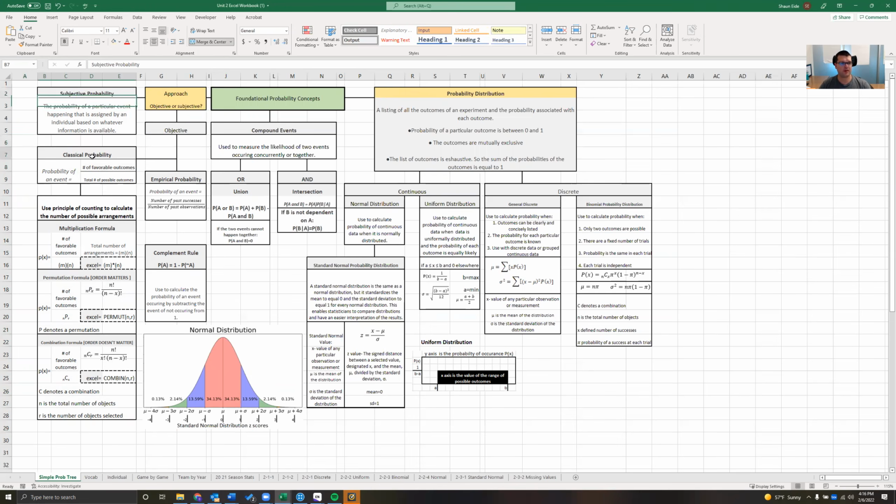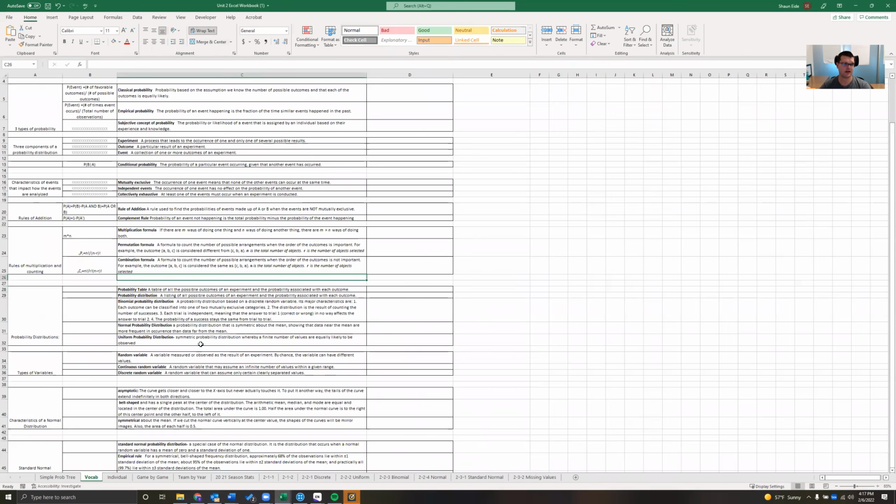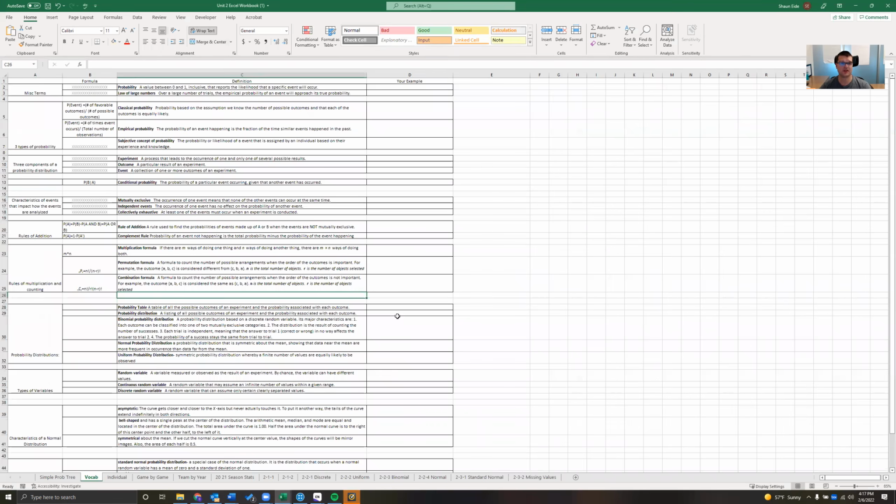am I dealing with subjective probability, classical or empirical? Am I dealing with compound events? If so, is the word "or" in there, or is the word "and" in there? Then also with distributions, am I dealing with continuous or discrete data? Am I dealing with a uniform distribution, a normal distribution, a general discrete, and so on and so forth? Then here is a whole bunch of vocabulary that it's really not that much, but there still is a lot of vocabulary that you guys can go through here. Put your information in there and you'll be good to go.